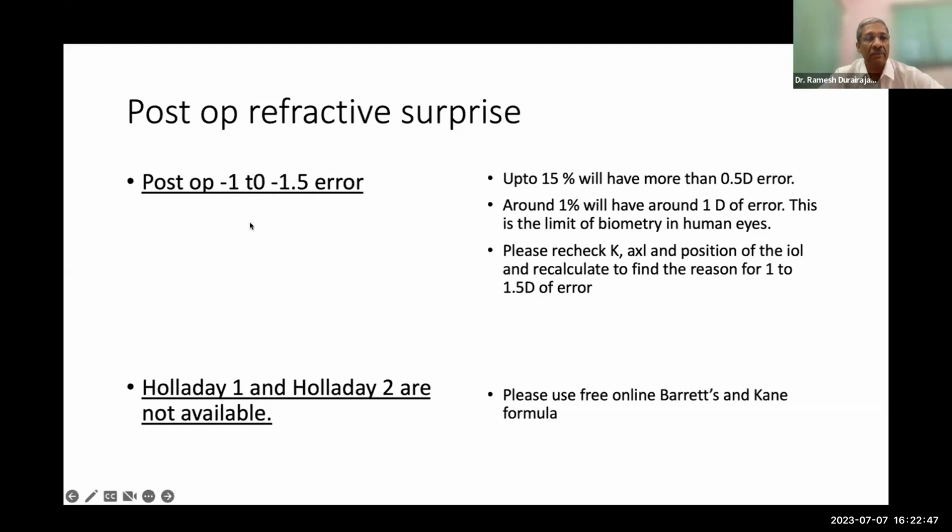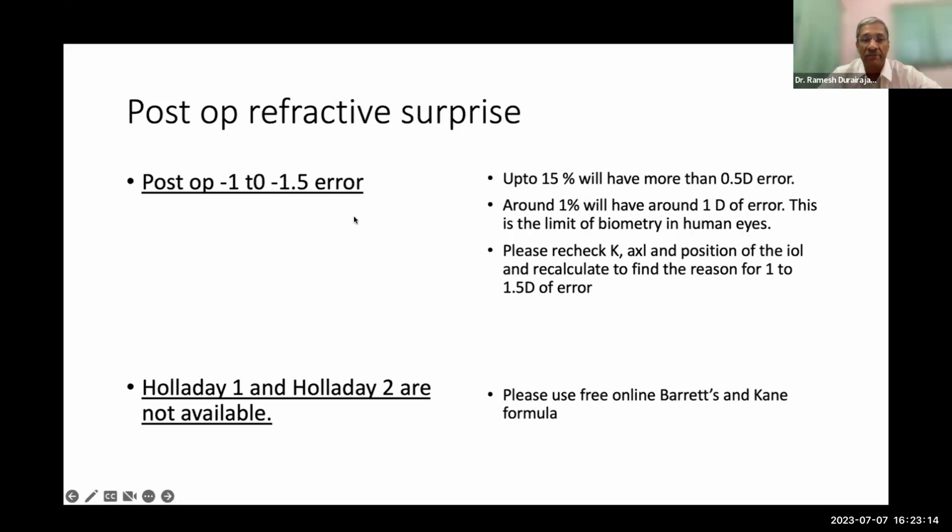What do I do if I get a post-op error of 1 diopter to 1.5 diopters? We should realize that 15% of our patients will get more than 0.5 diopter error in spite of the best machines in the best hands in the world. These are worldwide statistics. Very few people can cross 92% within 0.5. Around 1% will have around 1 diopter of error, and even that is a rare case, we need not worry.